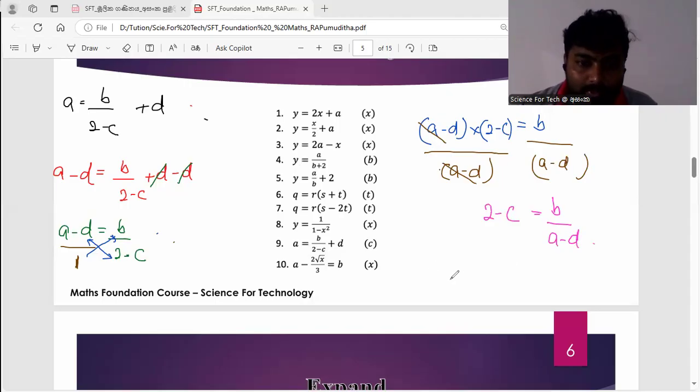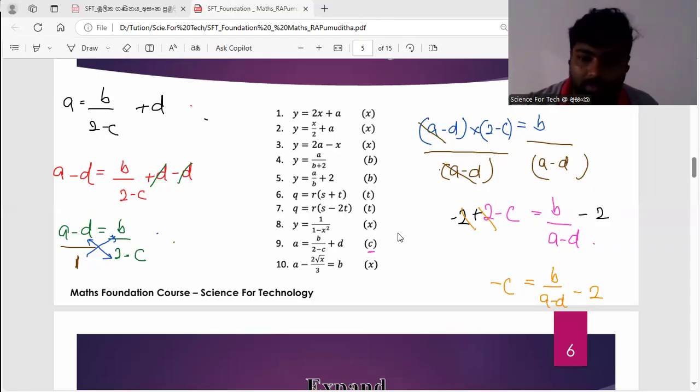Now this is c. We have to make c the subject, no? Then this is plus 2 in here. So I will add minus 2 to here. Then again minus 2 to here also. And what happens? This minus 2 and this plus 2 get cancelled. Here minus c remains, and on the right side b divided by a minus d minus 2.